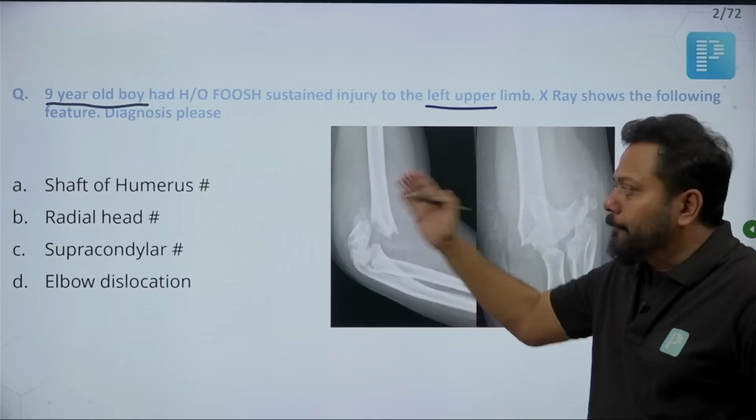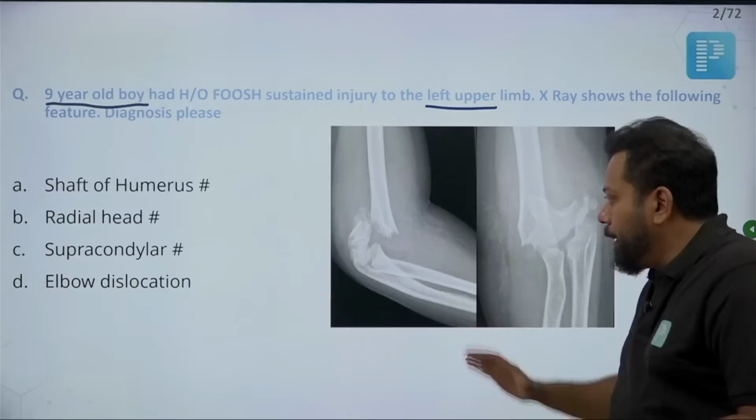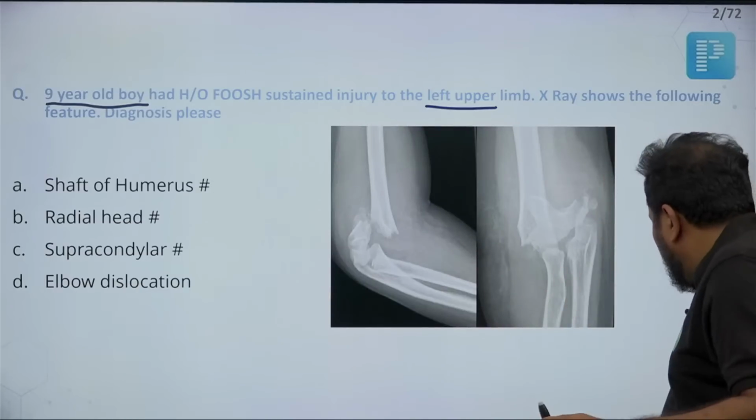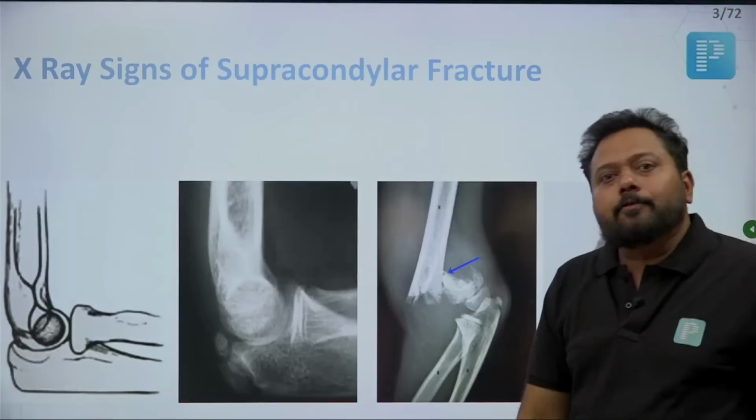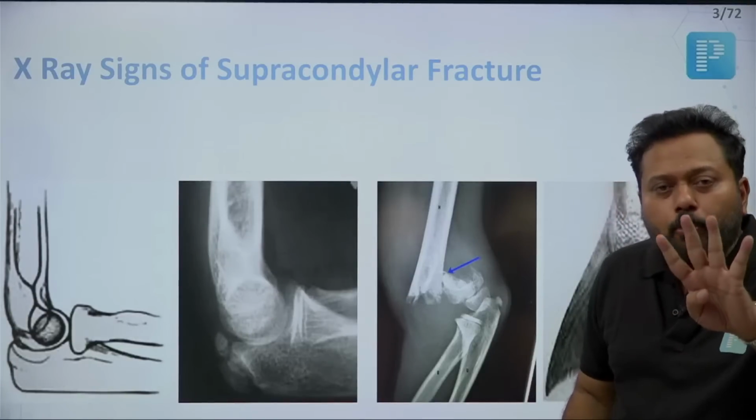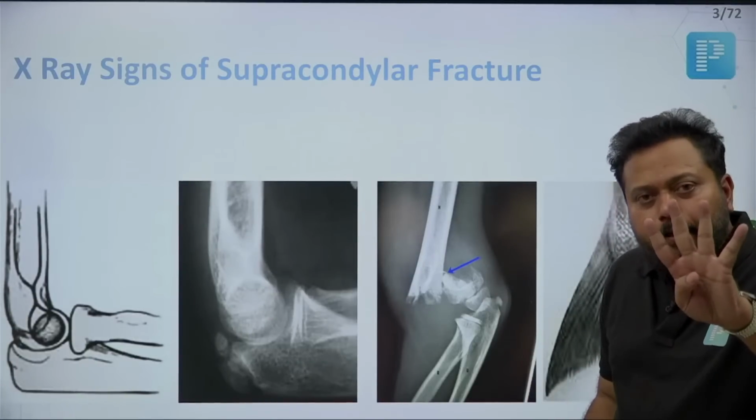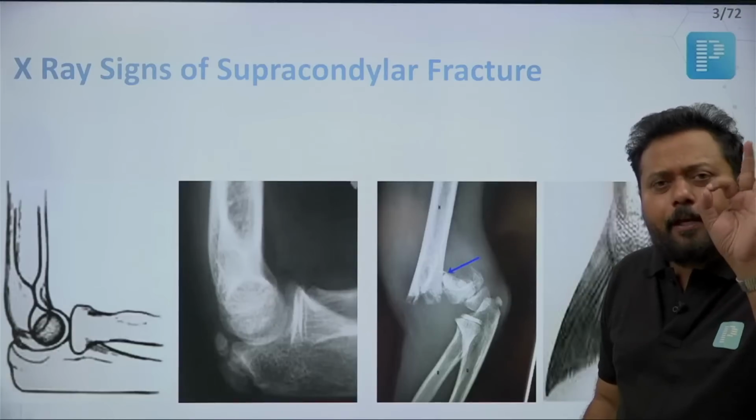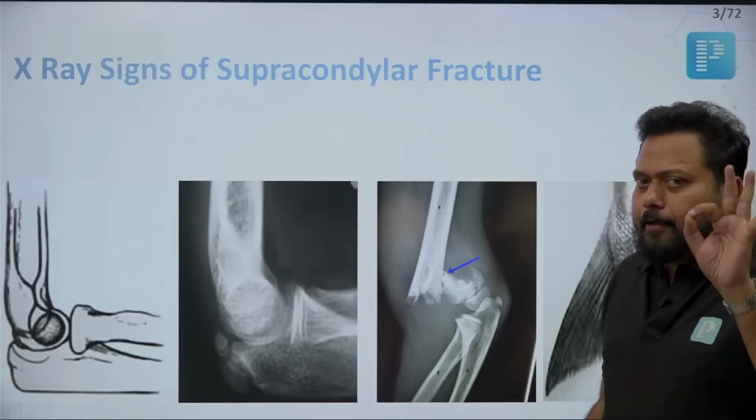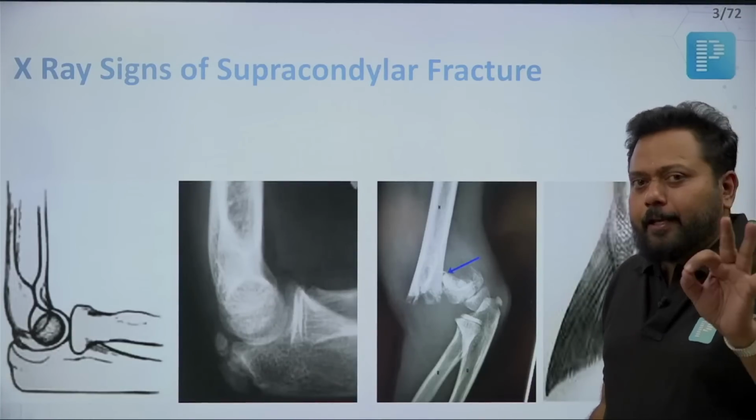Right. So supracondylar fracture. Let me discuss it in short. What are the radiological findings of supracondylar fracture? I am going to show you 4 radiological findings of supracondylar fracture. All 4 are very, very important points for our NEET entrance, dear friends, NEET and INI-CET, whatever it is.